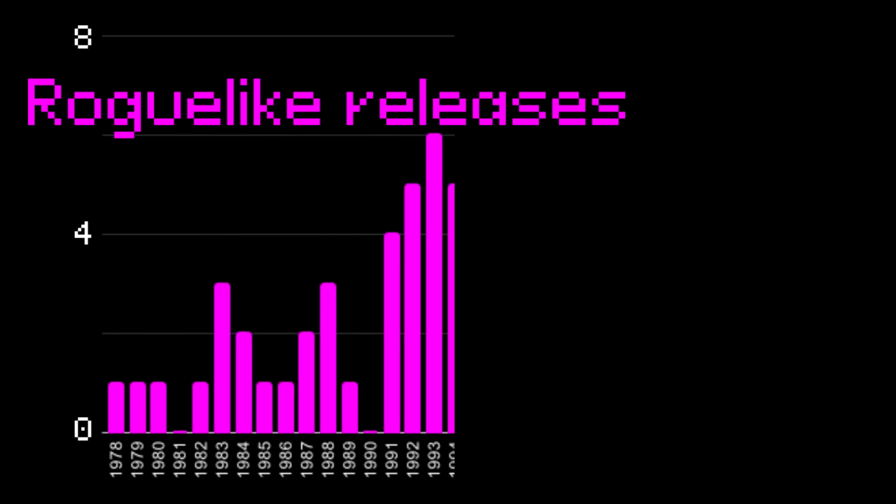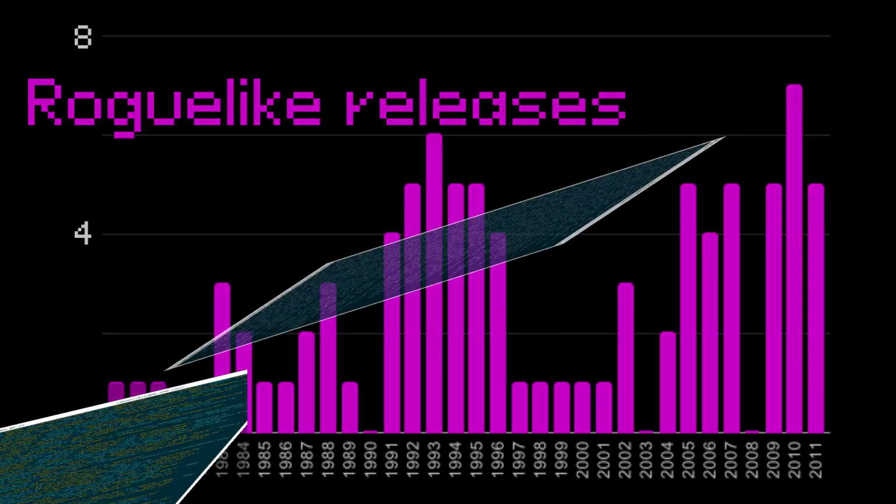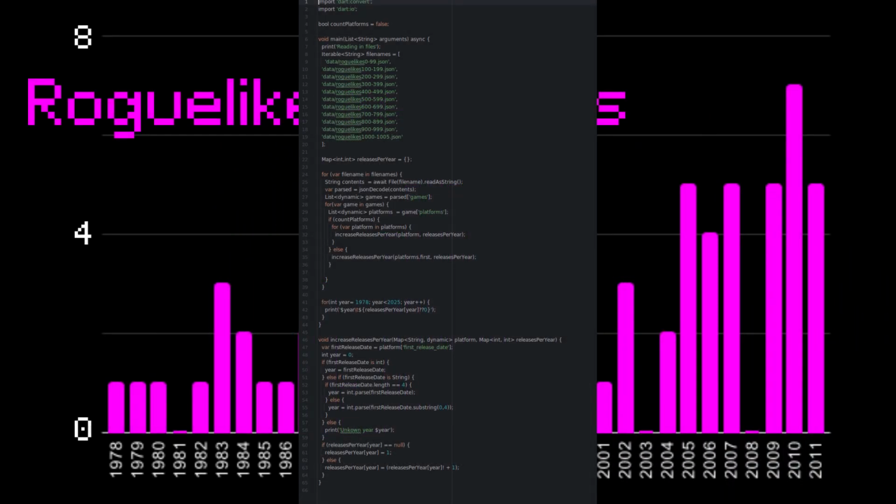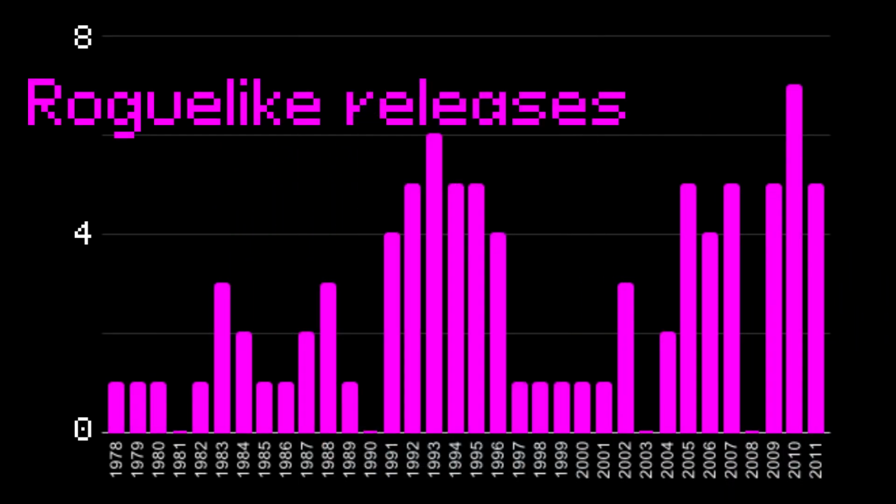I've mapped out the releases of roguelikes per year by using the mobile games API and writing a little script for it. You have a few roguelikes every year, but nothing major, especially if you think about how many other games were released around that time.